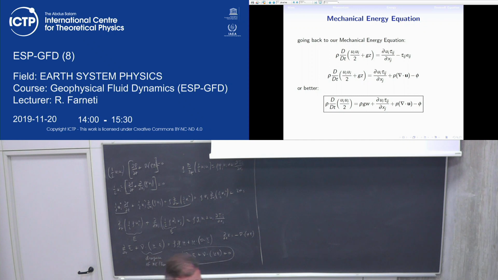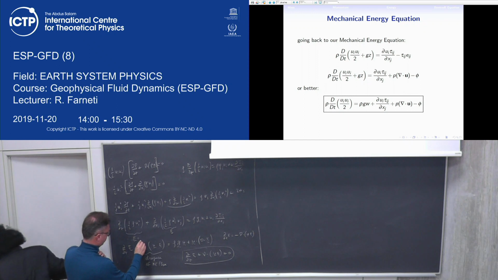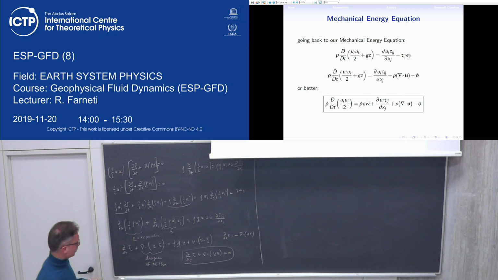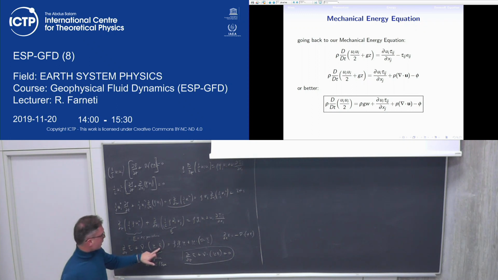Yes? I'm not clear on how kinetic energy... that's kinetic energy flux, right? Flux, yes. Divergence of the kinetic energy flux. So we have defined this as the kinetic energy per unit volume. And it's a flux because it's energy times the velocity vector. So this is a flux of energy. And this is the divergence.